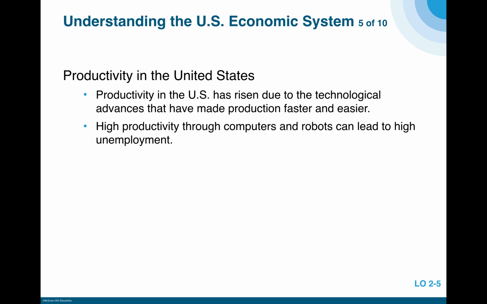So productivity in the United States. Productivity in the U.S. has risen due to technological advances that have made production faster and easier, and high productivity through computers and robots can lead to high unemployment. That's something that we're constantly battling with here in the United States, with so much automation, especially in the automobile sector, where these assembly lines and factory workers are getting pushed out just because of robotics and how much we're able to do with either robots or technology. And it's not just something that's happening in the automobile sector; it's happening pretty much in every sector.